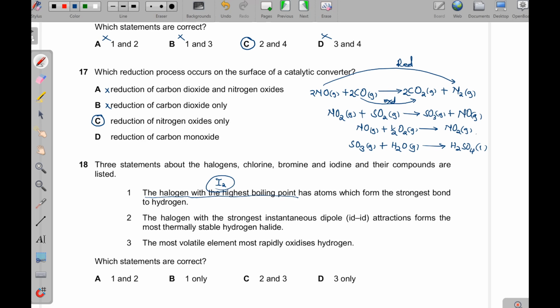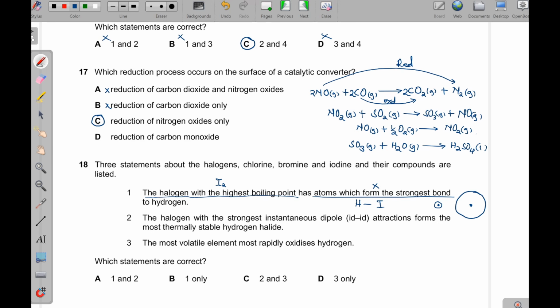That is why iodine is able to stay as a solid under room temperature, then bromine as a liquid, and then chlorine as a gas. You see that? So they are saying the halogen with the highest boiling point, which is iodine, has atoms which form the strongest bond to hydrogen. Now, we have hydrogen iodide. This one is wrong. This one here is wrong. Why? Because iodine is very big.